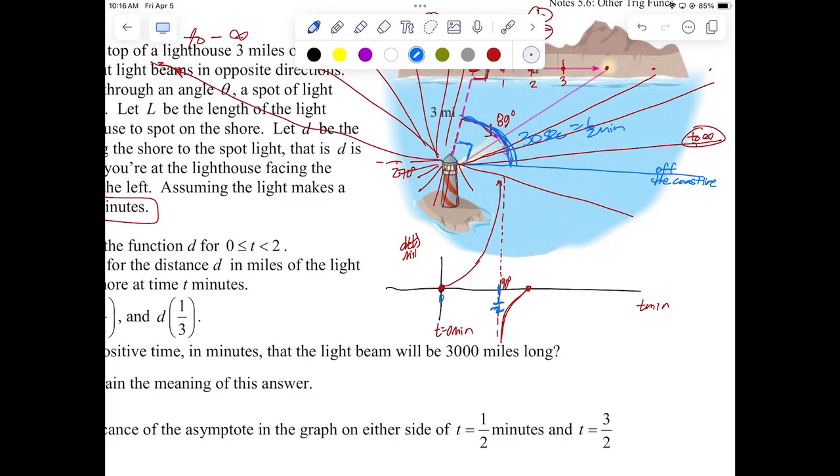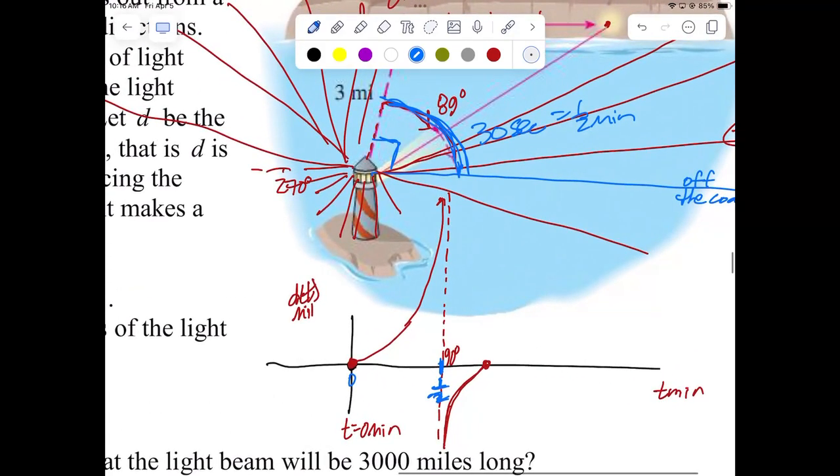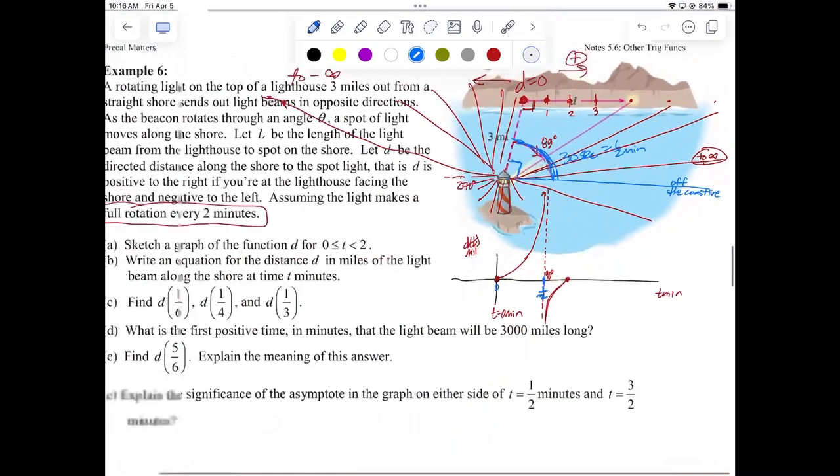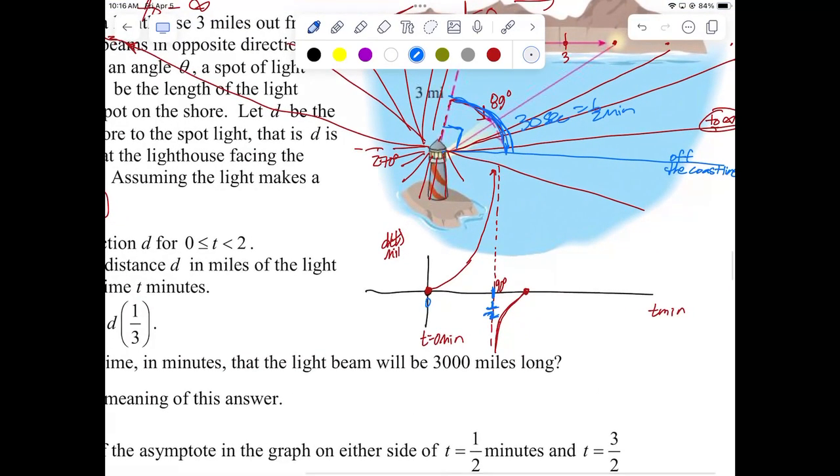But what's happening to the distance down the shore as it rotates consistently slowly? It's speeding up, right? It's going to infinity. If you think a car going from 0 to 60 in 3 point something seconds is fast, this beam is going from 0 to infinity in less than 30 seconds. Wow, that's fast. Okay? So what would be the period then?